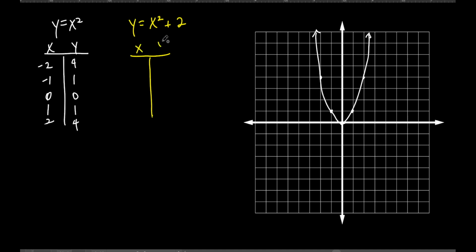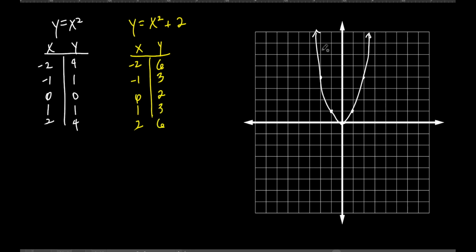So if this is my x and that's my y, let's do this. So if x, we'll stick the negative 2, negative 1, 0, 1, 2, and let's see what we get now. Now, is it a 4? No. Because if I put a negative 2 in for this, I do get a 4, but what's that going to give me then? If I add a 2 to it, what's it going to do? It's going to make it a 6. That's right. So if I put a negative 1 in for this, that's a 1. 1 plus 2 is what? 3. Put a 0 in for x, it's a 2. Put a 1 in, I get a 3. Put a 2 in, I get a 6.